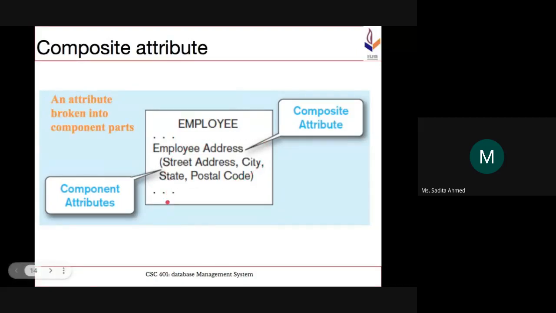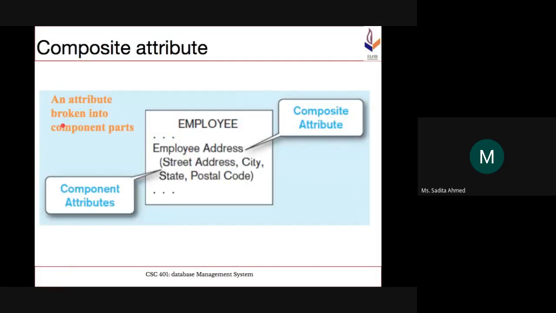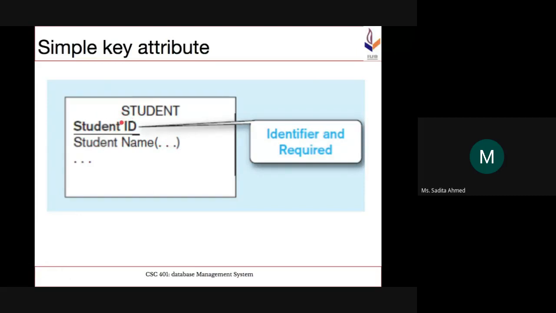And a simple attribute, on the other hand, as you can see here, is not followed with parentheses with the components listed inside separated by commas. For the student ID, that's not the case. It's a simple attribute. However, it's a primary key. How do you know that it's the primary key? How do you know that it's a key attribute? How do you know that it's an identifier? It's bold and underlined.